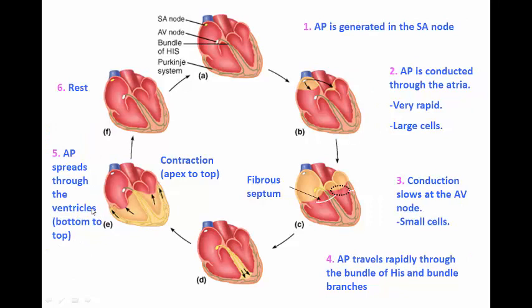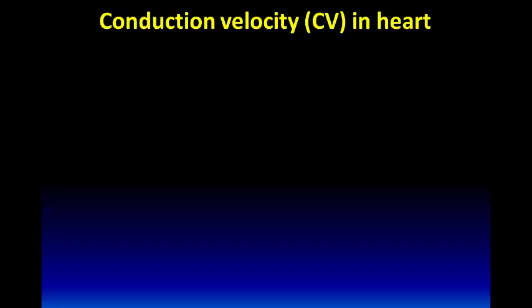And it is important to note that the action potential spreads through the ventricles from bottom to top, and we describe the physiological significance of this sort of spread in subsequent lectures. Then the ventricles have contracted, they have their systole. This systole is followed by relaxation, which is diastole.